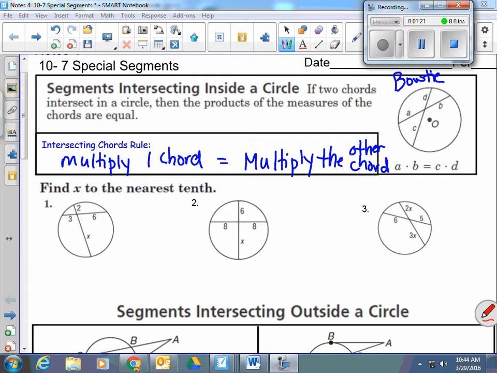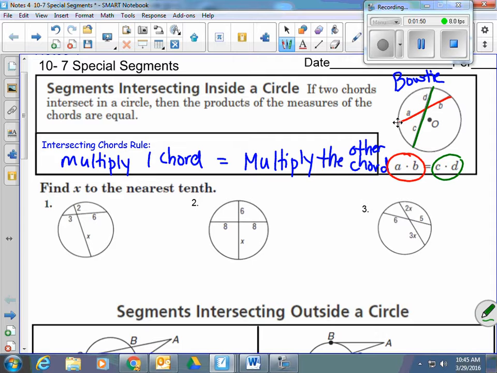Okay, what it means right here is this is a chord, correct? I need to multiply the letters on that chord. What are the letters on that chord? A and B. Good. So I would multiply A times B. And that would be equal to the other chord multiplied. What are the letters on the other chord? C and D. So I would multiply C and D. A times B has to equal C times D.